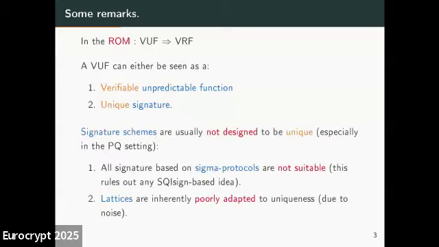Otherwise, if you have a unique signature, then you essentially have a VUF. But it turns out that most signature schemes that we know, especially in the quantum setting, do not have this uniqueness property. For instance, you can rule out all signatures based on sigma protocols. So for instance, in the case of isogenies, this means you can forget about anything related to SQIsign. And this also means that lattices are a poor tool to build this, because usually, due to the noise that they use, it's quite hard to get this uniqueness property.